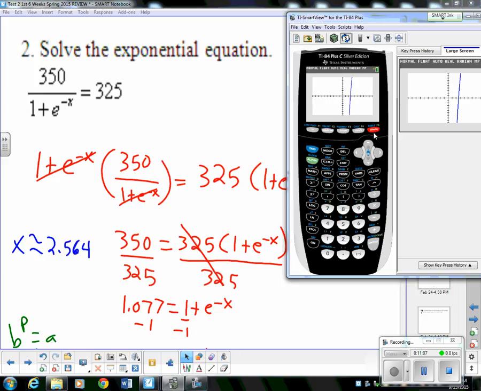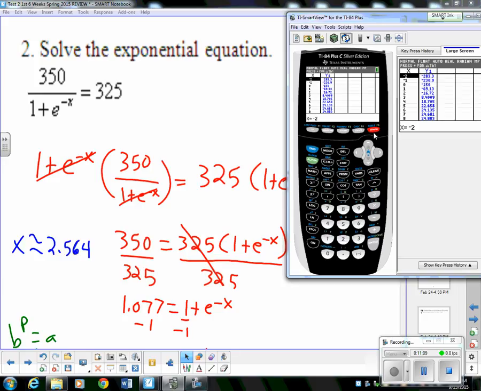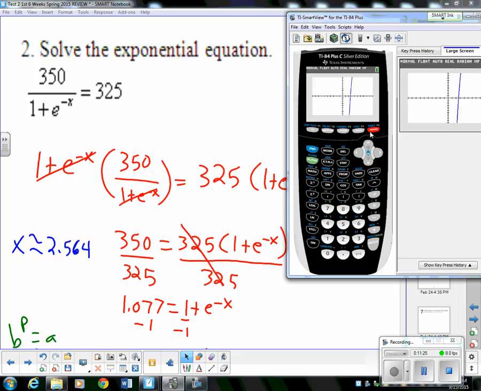If you go to the table, what we want to see is where we have a 0 for y. And if you scroll through here, you have a 0 somewhere between 2 and 3 on the x-axis. And again, if we look at the graph, you can see it crosses somewhere between 2 and 3. And so another method is to trace it.